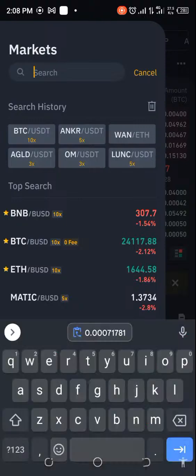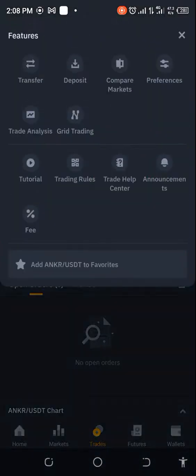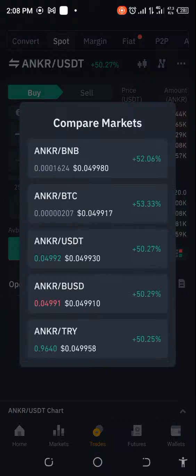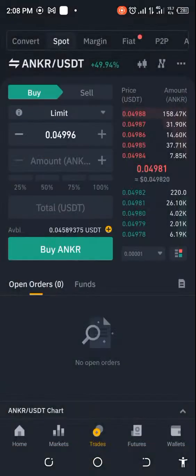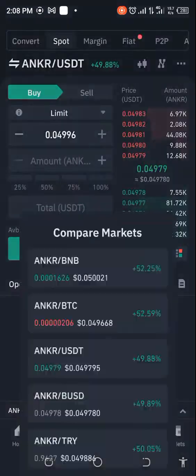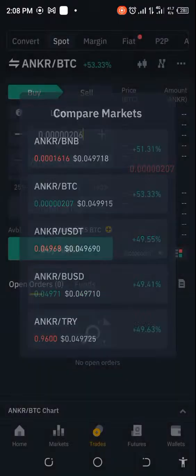I'm going back to ANKR itself. And then I'm going to check what's happening currently on the compare markets. Okay, I can see the price is going down drastically, but it's going to come back up with full force. Okay, so let's go back and place our sell limit. We'll place our sell limit for 2113. That's what we're going to put it as.